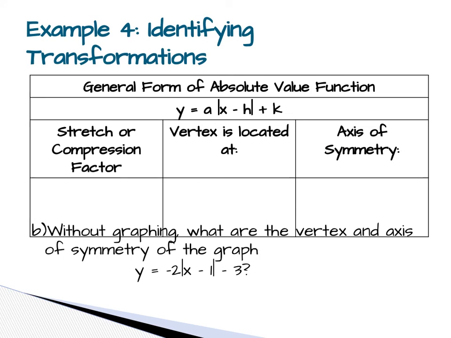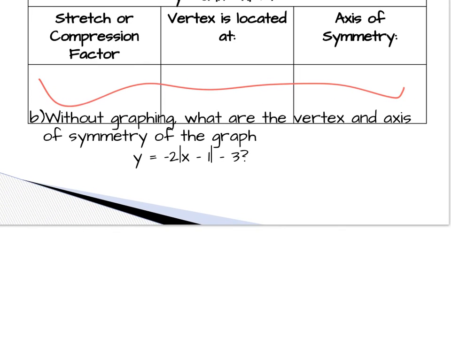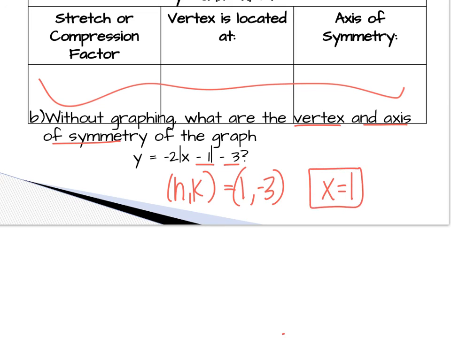Again, I'm not going to fill all this out again. You can look at what you already have. But another function here, they want to know the vertex and the axis of symmetry. The vertex is going to be the point hk, which here is going to be positive 1, negative 3. And your axis of symmetry is going to be x equals h, which is 1.